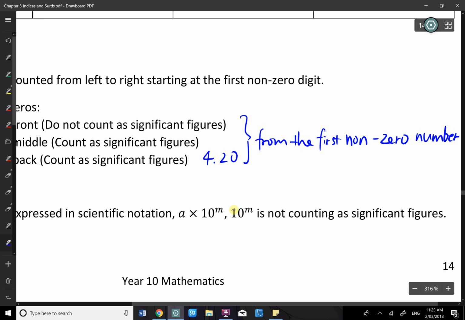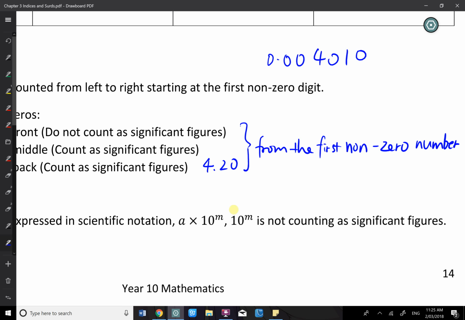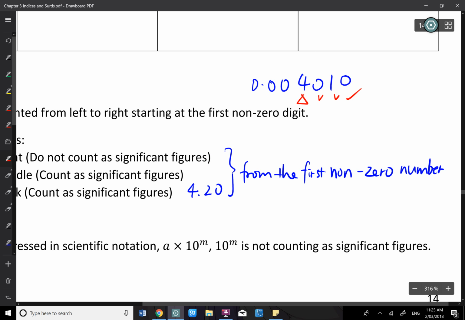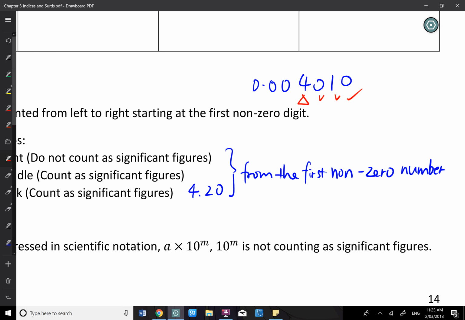So, well, 0.004010. I start to count from the first non-zero number, which is here. Okay, so 1, 2, 3, 4. There are 4 significant figures. So the front 0, we don't count it. The middle one, yes, we do. And the back one, yes, we do. So that's how we count significant figures.